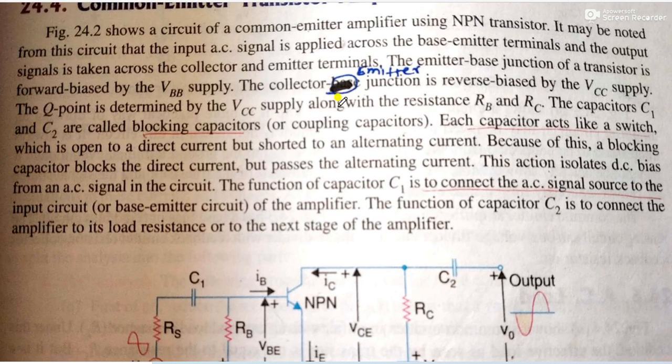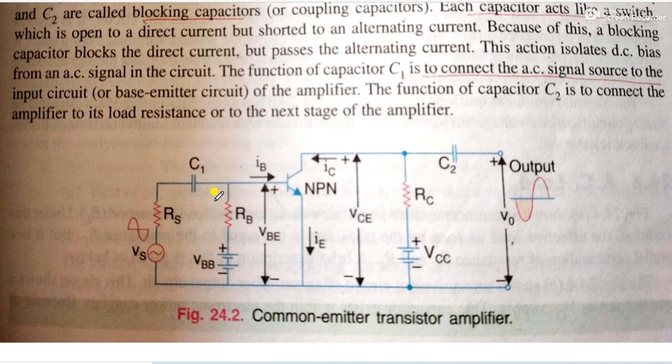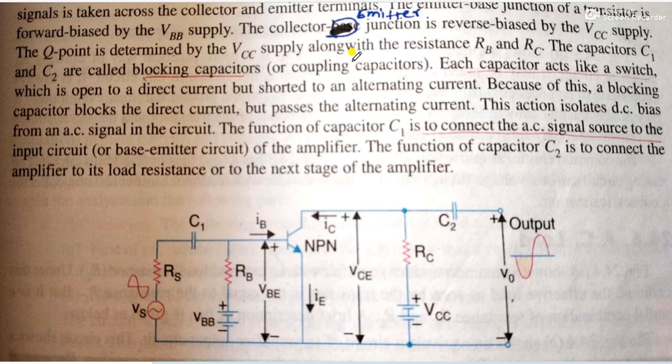The collector-emitter junction is reverse biased with the help of this VCC, and in the same way the base-emitter junction is forward biased with the help of this VBB. Here again, the supply along with the resistances RB and RC keeps the junctions in their own position, that is, the input junction must be in forward bias and the collector junction in reverse bias.